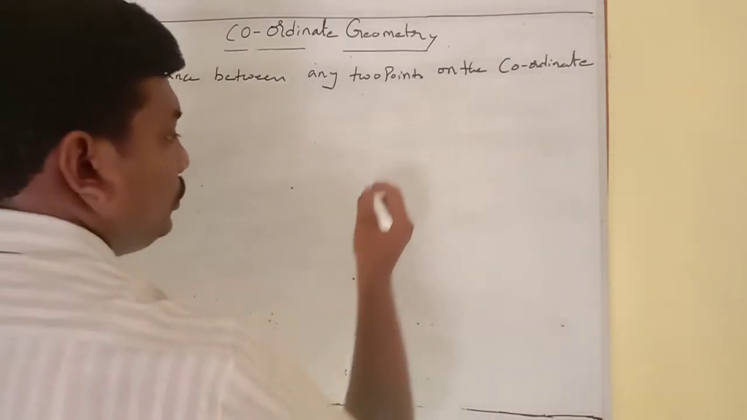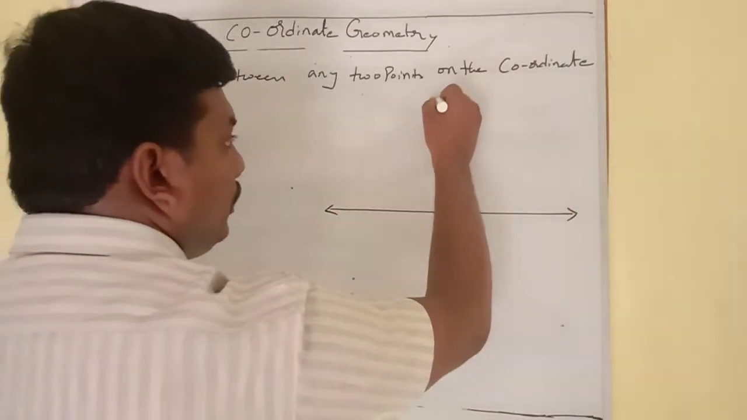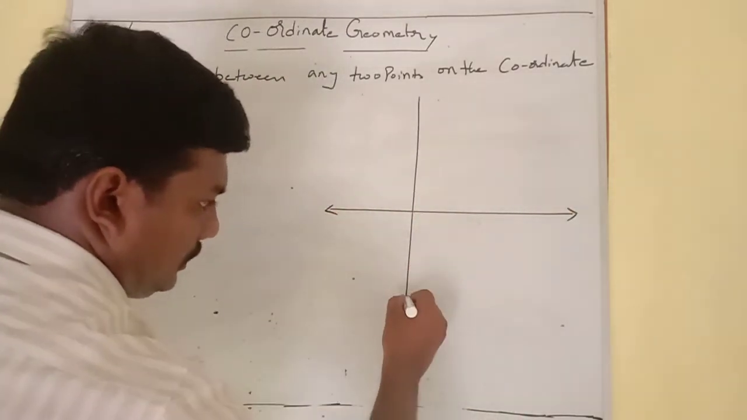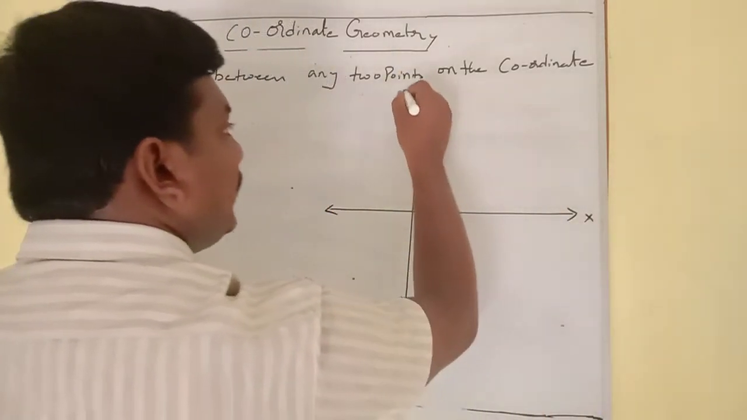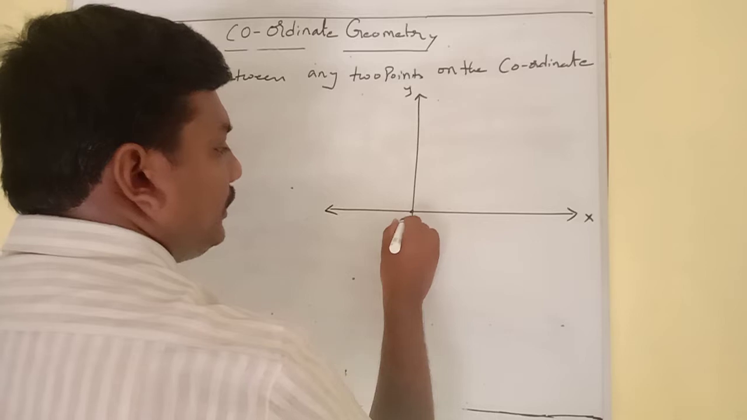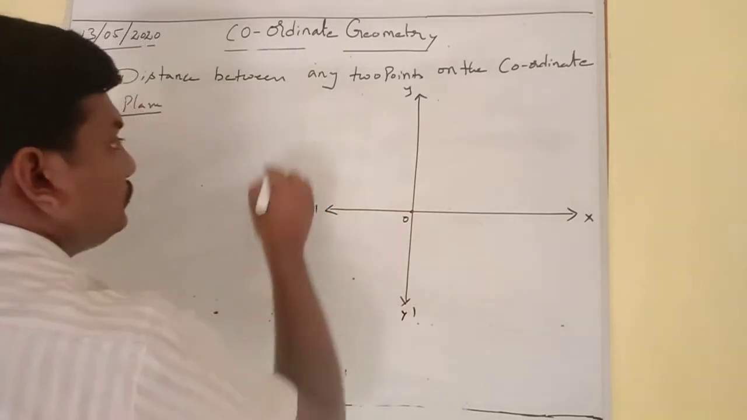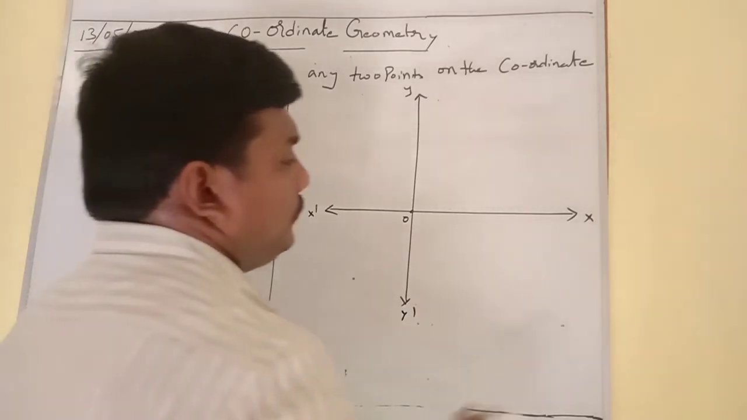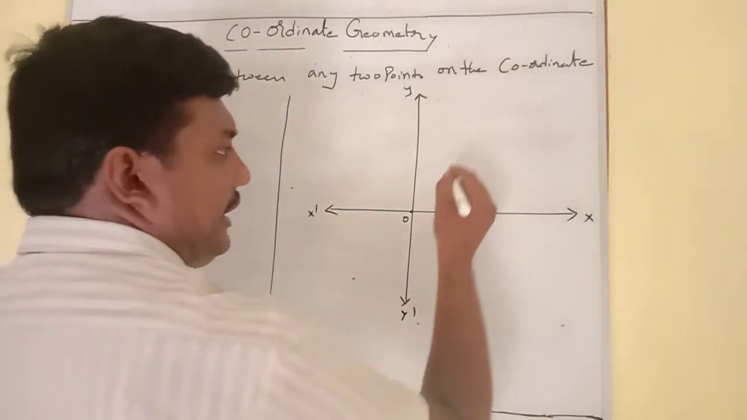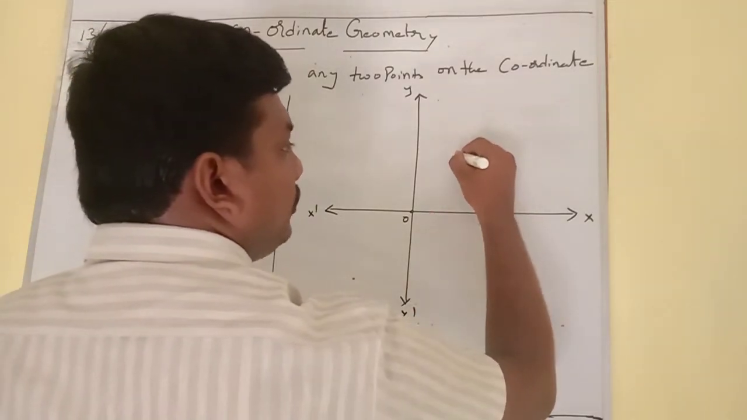See now, on the coordinate plane, we know we can consider a horizontal reference line and a vertical reference line. This is the vertical reference line. So this is the x-axis and this is the y-axis. This is the origin point O, this is y dash and this is x dash. Now locate any point A. So this is point A.